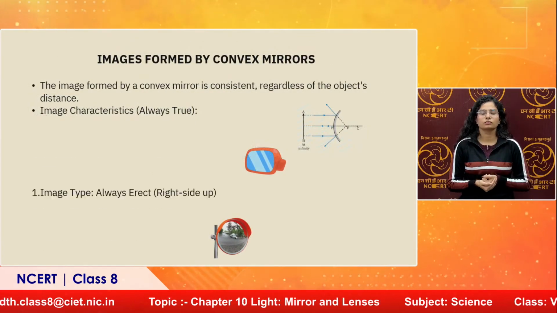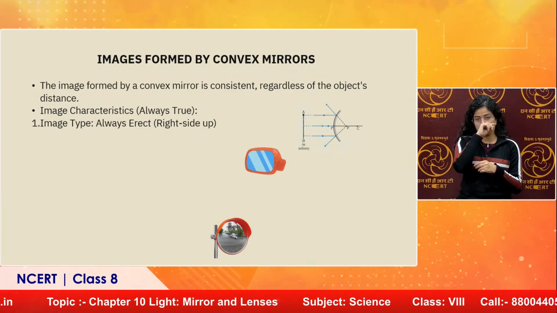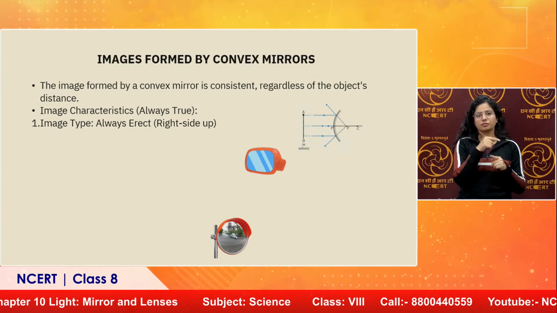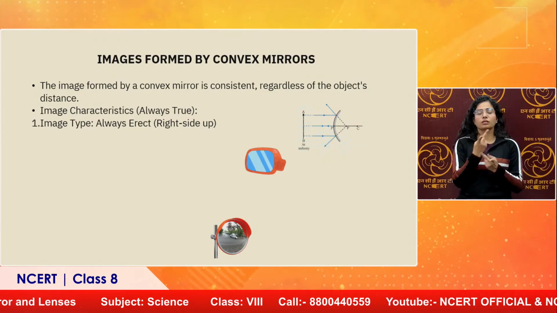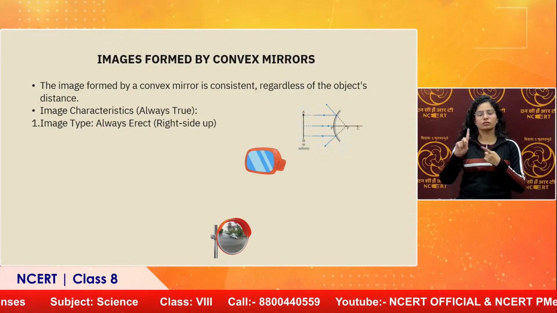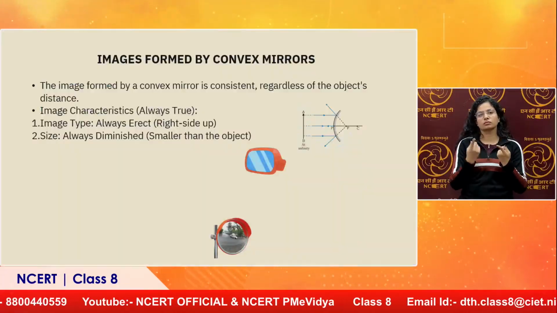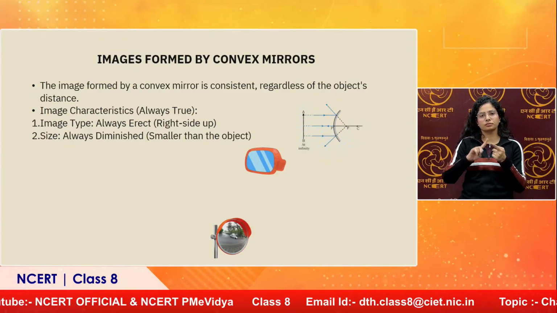Now moving ahead, if we have seen the image formed by concave mirrors, we'll also see the image formed by convex mirrors. In this case, the image formed by a convex mirror is consistent. It always forms an erect image, unlike concave mirrors, wherein the size and the nature changed when we changed the position of the object. And the size is always diminished. It will always be smaller than the object.